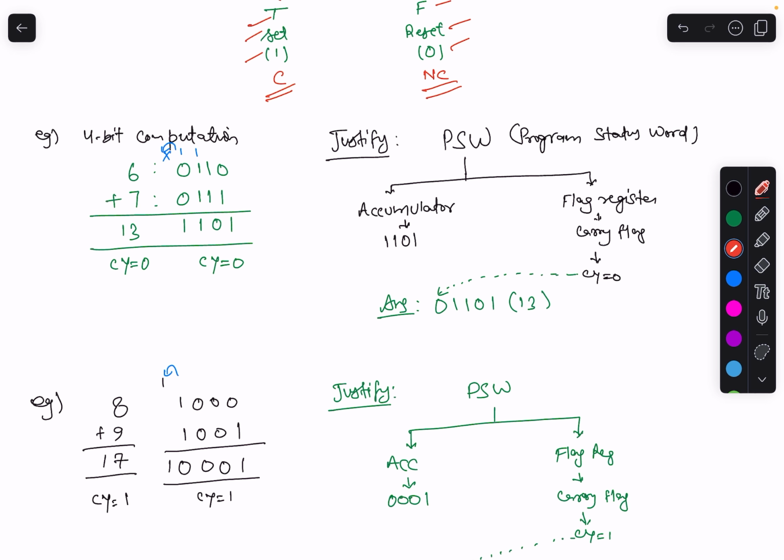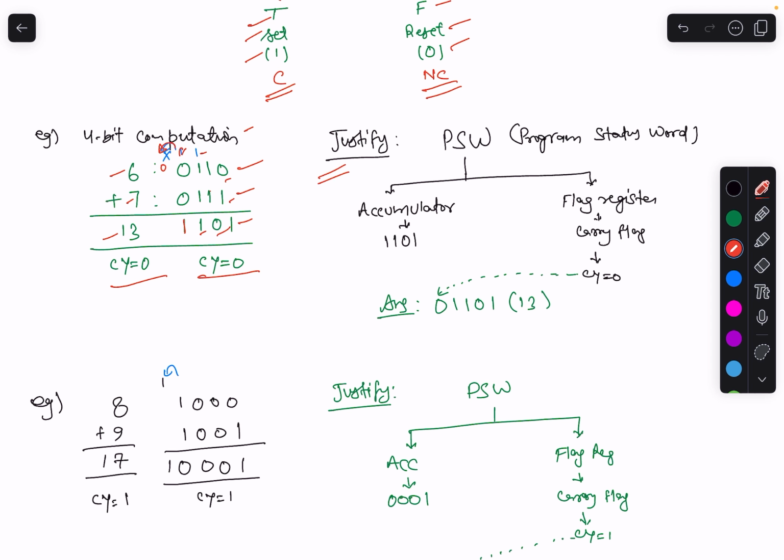We are taking 4-bit computation. We are adding 6 plus 7 and we will get 13. So this is 6 in binary, this is 7. So 0 plus 1 is 1, then 1 plus 1 is 0, again 1 is carry, 1 plus 1 plus 1 is 3, 1 is there, and 1 carry 1. So here we can see that there is no bit out of the MSB, that is out of MSB we have 0, means nothing, means 0. So that means carry is equal to 0.